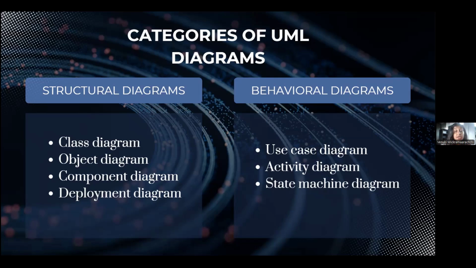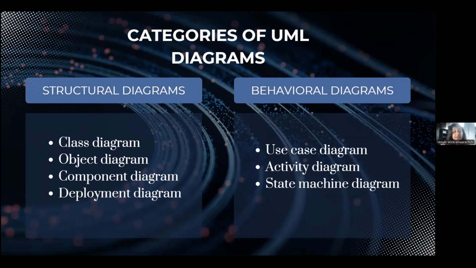For example, use case diagrams show how users interact with the system to achieve specific goals, while sequence diagrams illustrate the flow of messages between objects over time. Similarly, activity diagrams are used to model workflows or business processes.